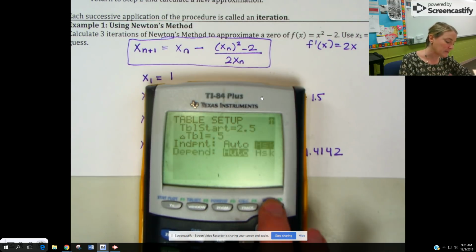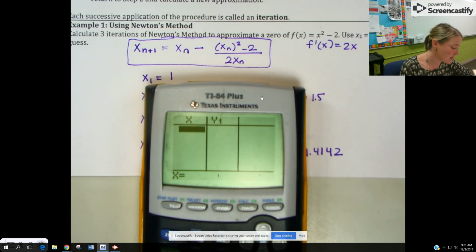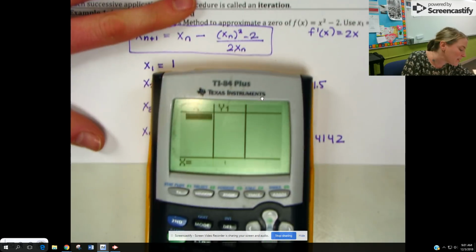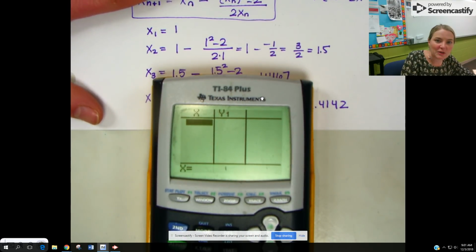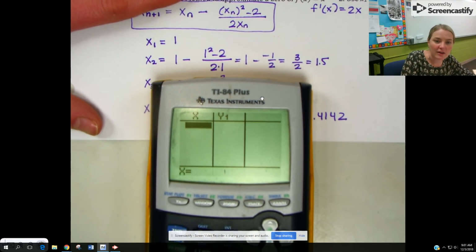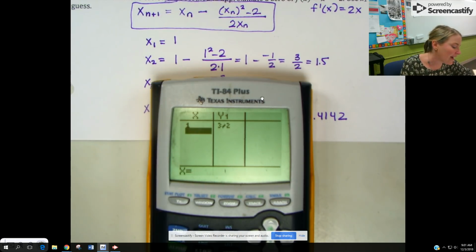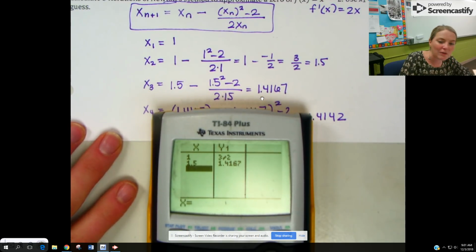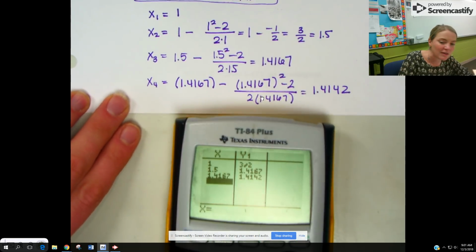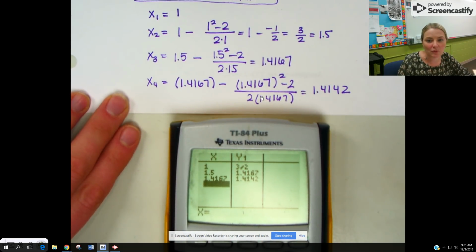So second table, now I have nothing here, but we can go ahead and use the table feature in our function to calculate all the other values. When I plug in 1 to my equation, I get 3/2 or 1.5. Looks like mine is set to fractions. When I plug in 3/2, I can compute the 1.4167, and then I'll just use that last value, and it'll generate for me the last one, 1.4142.